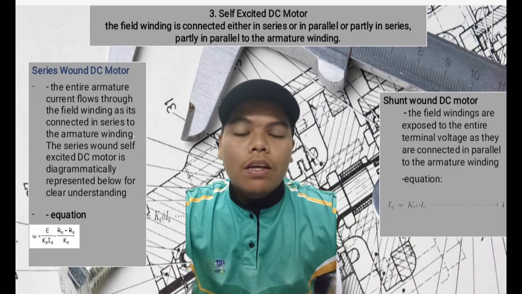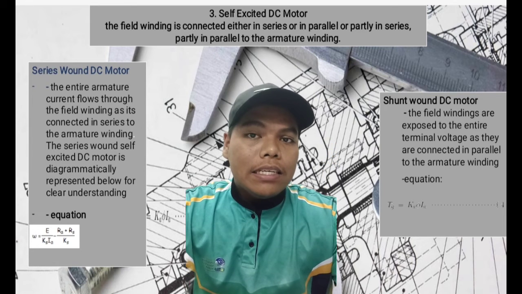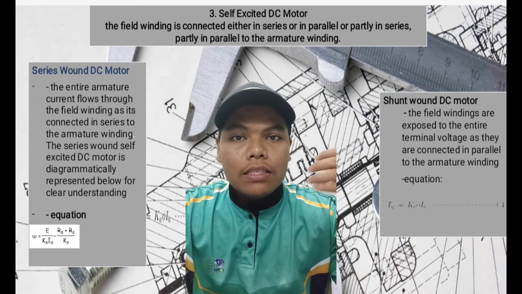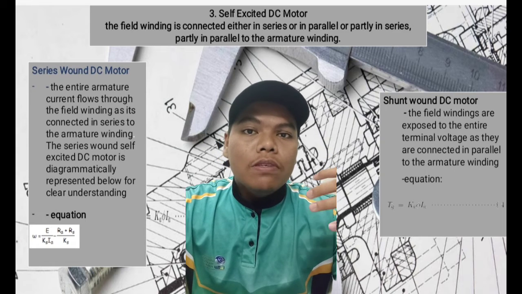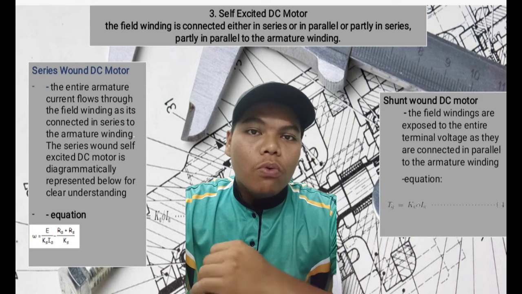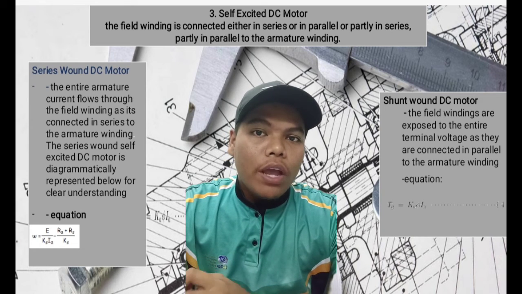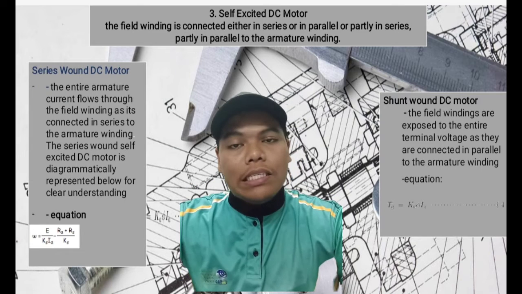What is self-excited DC motor? So, self-excited DC motor is where the field winding is connected either in series or in parallel, or partly in series, partly in parallel to the armature winding. So, self-excited DC motor divides into series DC motor, shunt DC motor, compound DC motor and cumulative DC motor. So, let's talk about series DC motor.